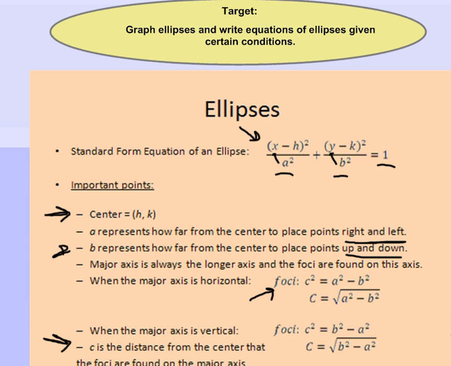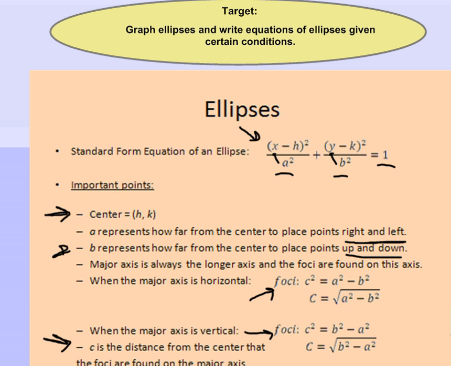If it's on the horizontal axis, it's a squared minus b squared, and you find c. If it's on the vertical axis, it's b squared minus a squared. Basically, what you need to remember is we don't want a negative distance, so we want to subtract them in the order that will keep it positive.